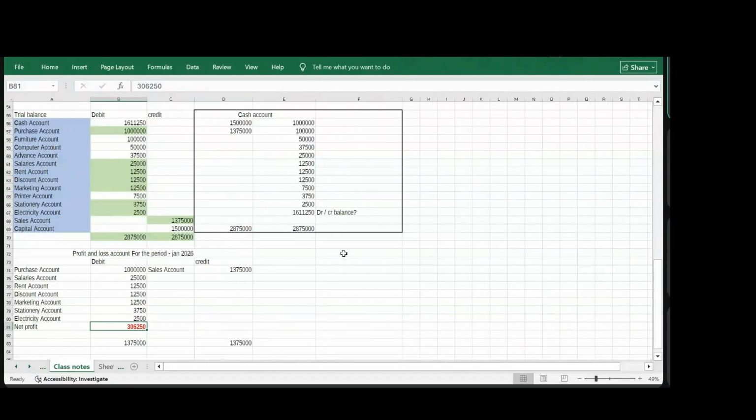Now if I draw the balance sheet. Balance sheet, what is my wording there? As of. Okay. For the month end, I'm preparing the balance sheet.